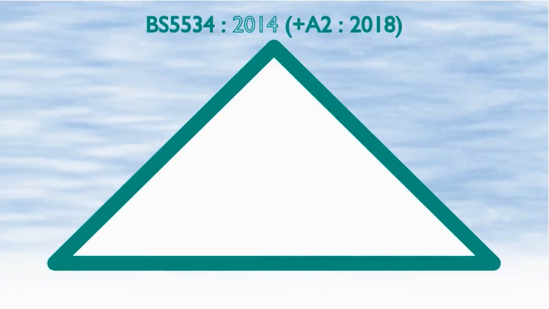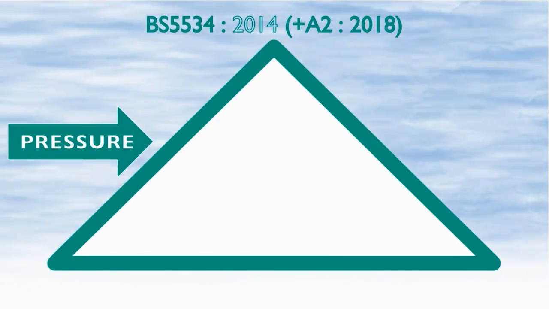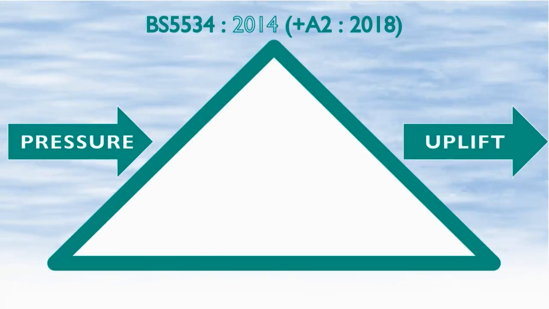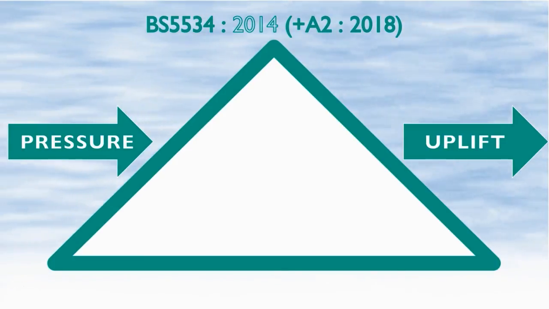As wind blows over the roof structure, the airflow presses on the windward side, creating a downward force, the wind pressure. On the leeward side of the roof, the airflow reduces the pressure, creating a suction which pulls the roof upwards. This is the wind uplift force.